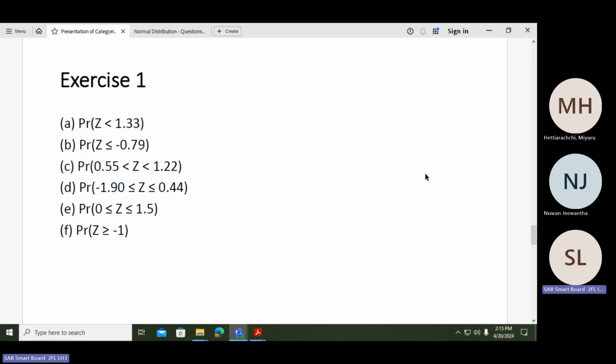What is the answer for part A? Less than 1.33, 0.5 minus 0.40. Less than 1.36, 0.5 plus 0.4082. Then what is the answer for part A? 0.9082. Okay. First one.